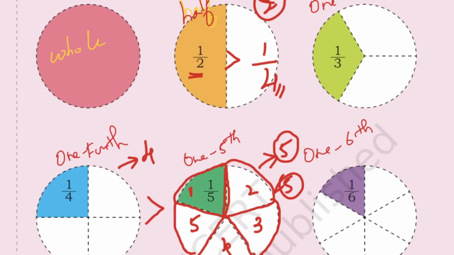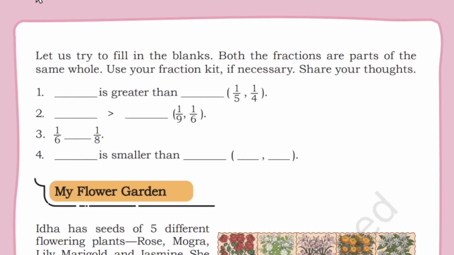So here we have 1 by 4 and this is 1 by 5. So which share is more? 1 by 4, because this is shared with only 4 people but this is shared with 5 people. So when the part becomes more, the size will get reduced. We already know that. So 1 by 4 is greater than 1 by 5. Okay, easily you can find the answer, students.